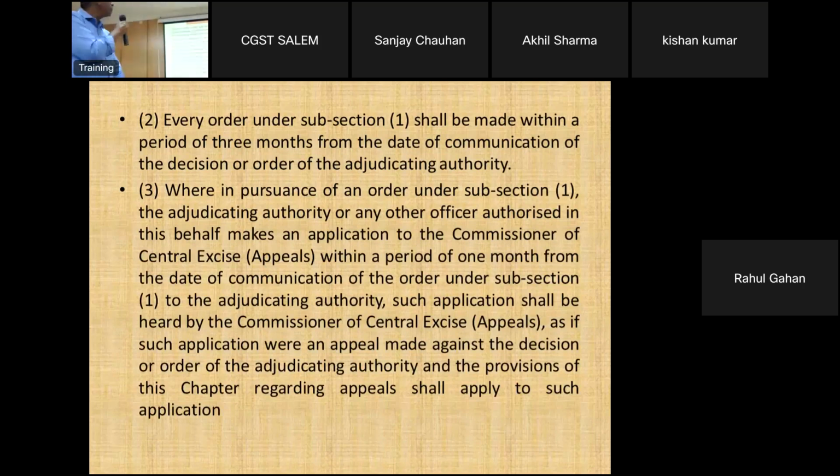Again, there is condonation of one month here, within a period of one month from the date of communication. The commissioner will authorize some other person, and he will have another one month to appeal. If it is reviewed within one month itself, you will get only one month. If it is done after three months, also you will get one month. So maximum four months.